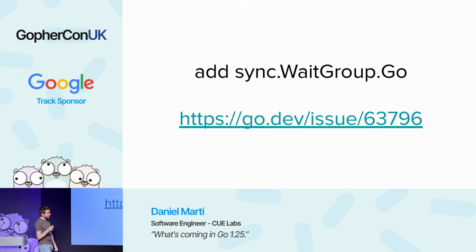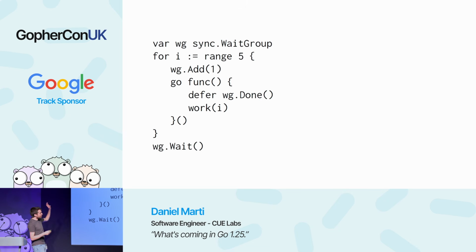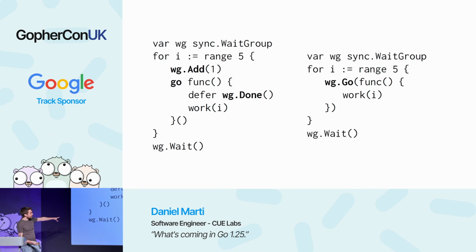Another change is waitgroup.go in the sync package. Now, thankfully, this one is much simpler. So with waitgroup, you might do something like this: start 5 Go routines, have them do some work, and then wait for all of them to finish. So what you can do is replace the add and done with a single call to waitgroup.go. Pretty simple, but pretty useful.